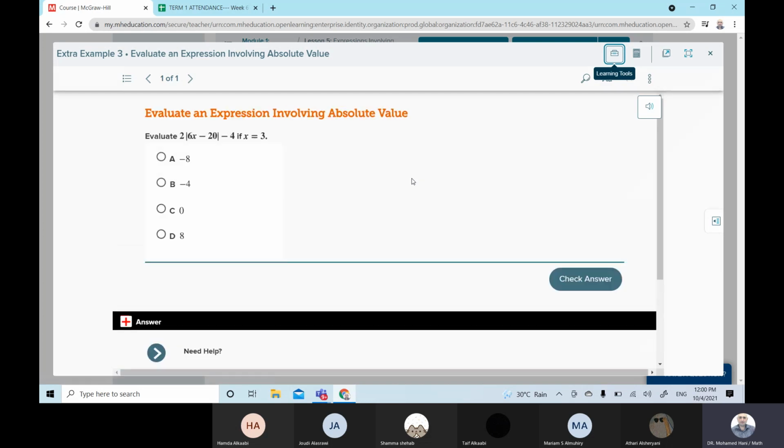I want all the girls to write this expression. We have 2 times the absolute value of 6x minus 20, minus 4. If the value of x equals 3, please try to find the value of this expression. Then tell me what is the right answer here. Start, please.